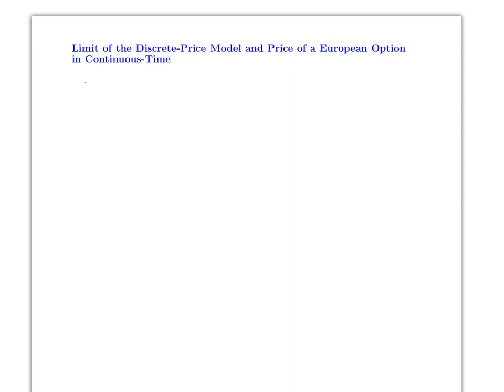Okay, let's go all the way to chapter 16 right now. So we're going to look at the limit of the discrete price model that we've been using so far, and the price of a European option in continuous time. Remember from last time, meaning the last page, we have the following assumptions.